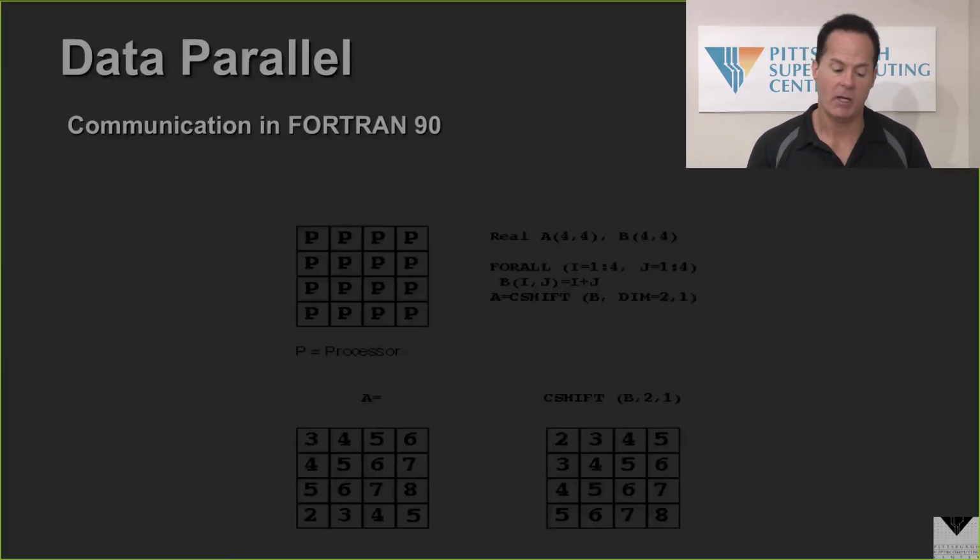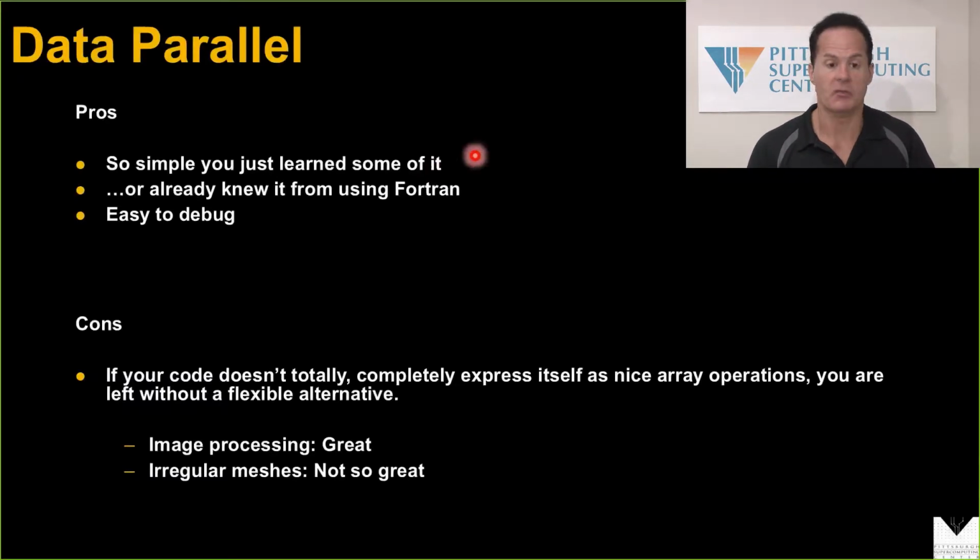So data parallel is wonderfully straightforward, and it's so simple, you just learned the key elements of it right here if you've never used any data parallel statements before. Or if you're a Fortran programmer, who knew? You already knew data parallel programming. It's, of course, fairly easy to debug because it's line by line of code, not a lot to go wrong.